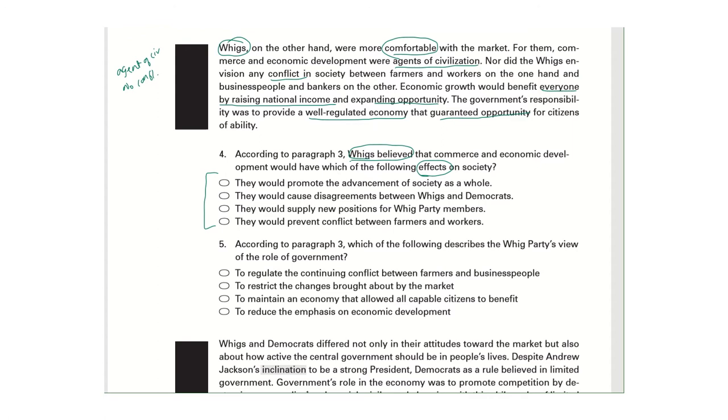Of course, they said that economic development will do this. So I am carrying this option along. They would cause disagreement between Whigs and Democrats. What would cause? Effects would cause. Whigs that commerce and economic development would have which of the following effects? They would cause disagreement. Well, he didn't say that. They would supply new positions. No. They would prevent conflict. Would it stop any conflict? He didn't say that either.